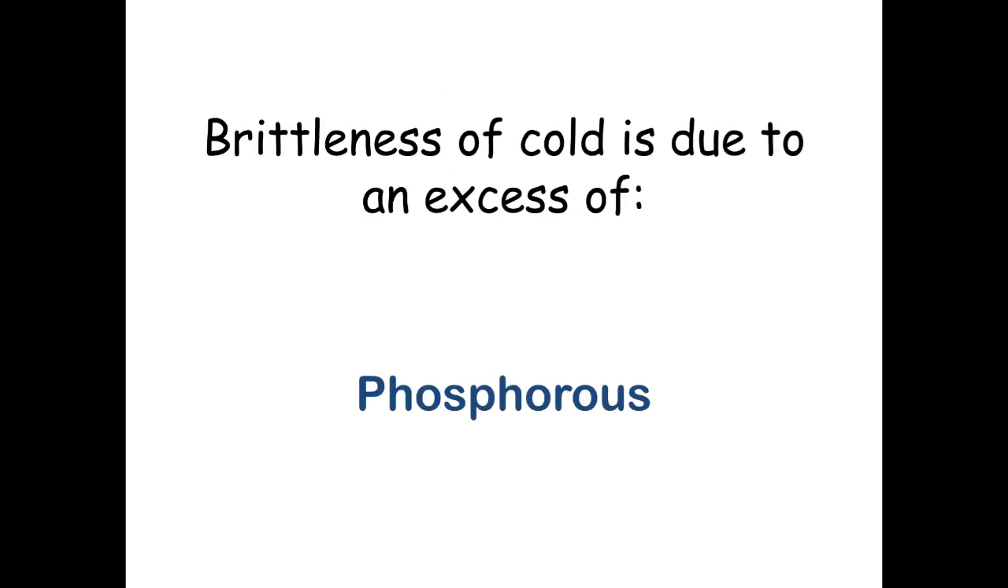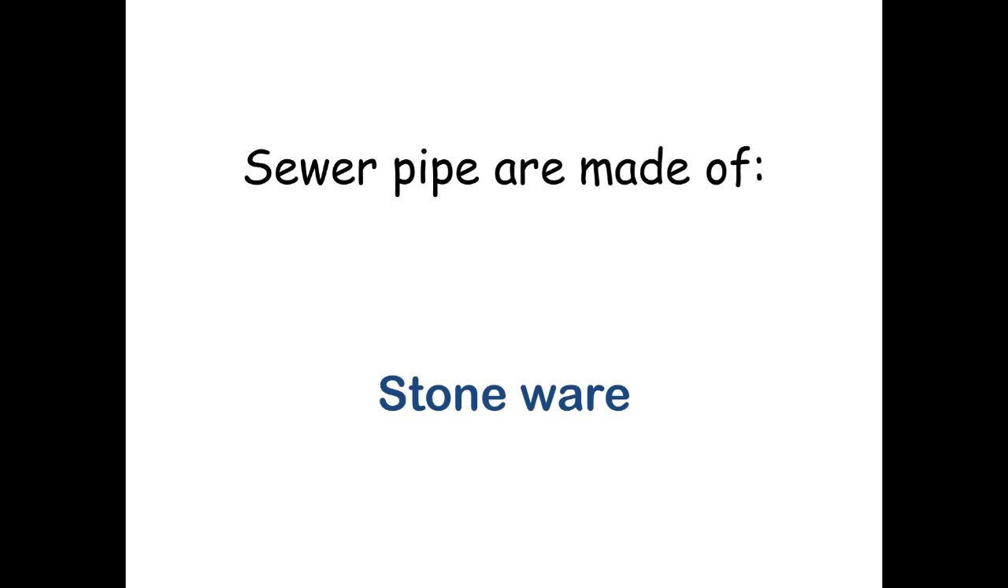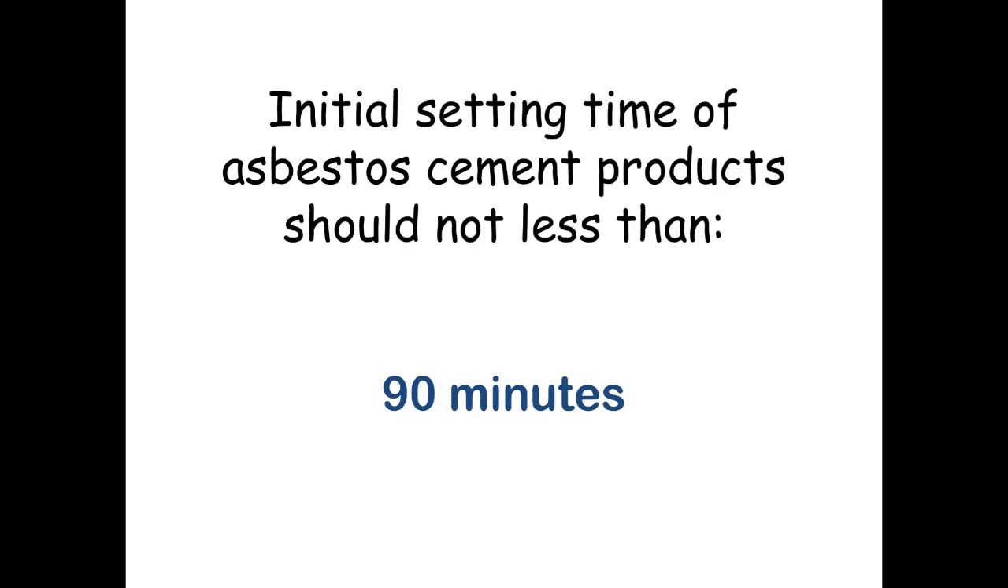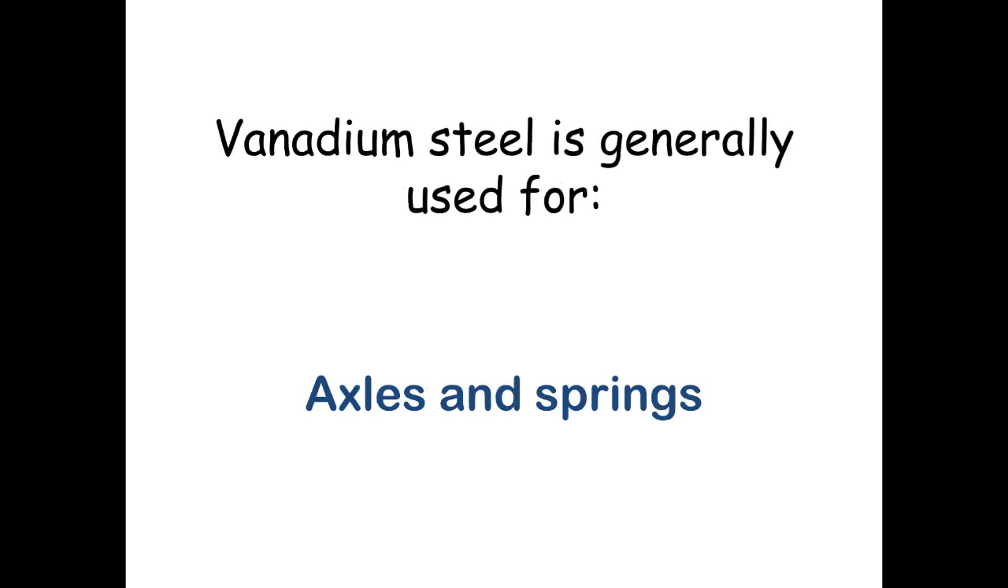Brittleness of cold is due to an excess of phosphorus. Gneiss is obtained from sedimentary metamorphic rock. Sewer pipes are made of stoneware. Initial setting time of asbestos cement products should not be less than 90 minutes. For filling cracks in masonry structures, the type of bitumen used is plastic bitumen. Vanadium steel is generally used for axles and springs.